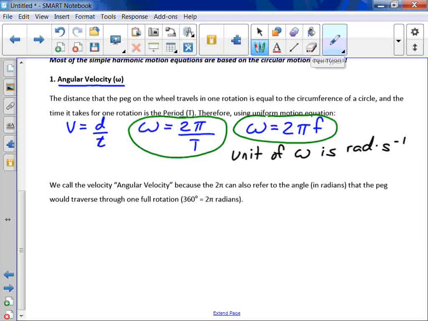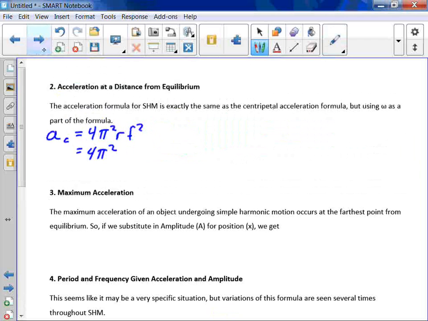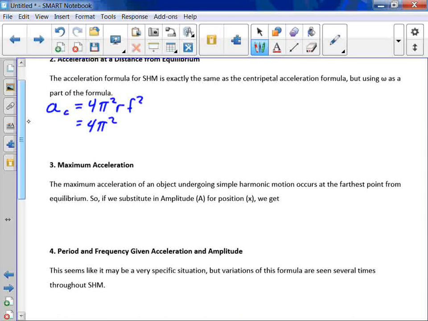We're just going to leave it as 2 pi. At that point, it assumes the radius is 1. That's why it's giving you the angular velocity. All right, subbing in x again, because instead of talking about the radius of a circle, we're talking about the projection of it. So we're talking about the distance from equilibrium.